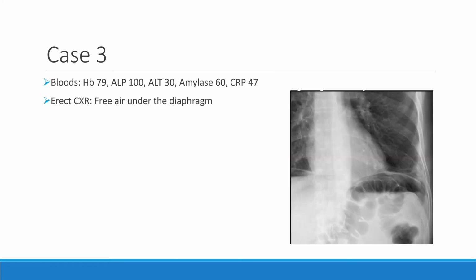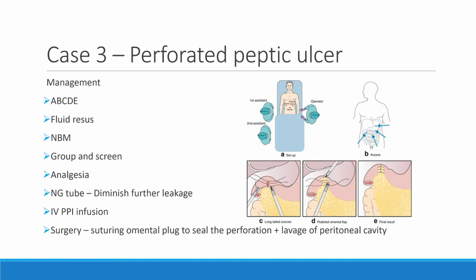And when you do the bloods, his Hb has dropped to 79, ALP and ALT are all right, amylase is okay, CRP is slightly raised at 47. If you look at his erect chest X-ray, it gives you a spot diagnosis of perforation, because you can see the pneumoperitoneum, so air under the diaphragm, and some Rigler's sign present in the bowels as well. So the diagnosis is perforated peptic ulcer.